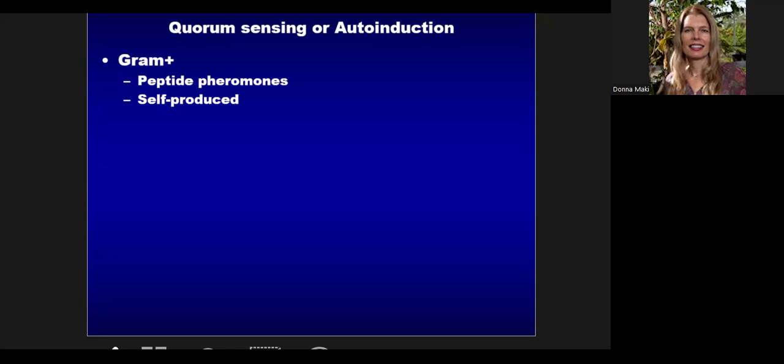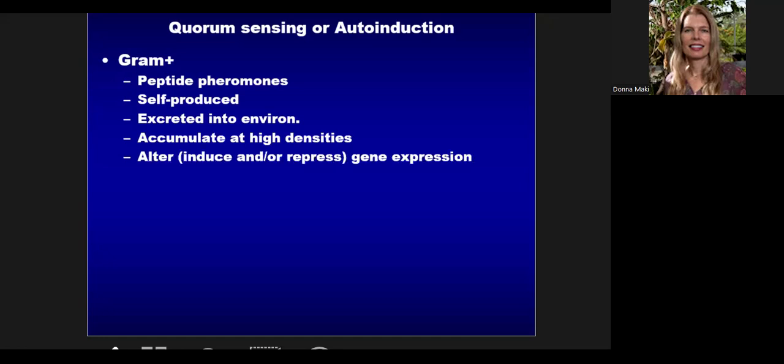So again, it's self-produced at low levels pretty steadily as the bacteria is just hanging out. It gets excreted out into the environment. It accumulates at high cell densities. And then again, it will alter gene expression. They used to say it will turn on gene expression, but the better way to phrase it is alter, because they learned not too late into this that it can turn on gene expression, but it can also turn off gene expression. So just say alter and you're safe. It alters gene expression in some way.